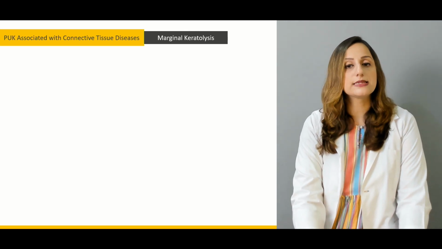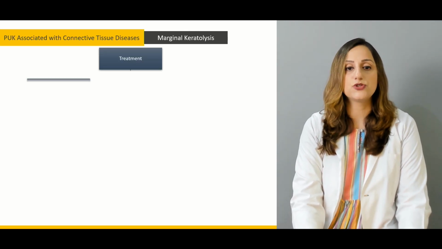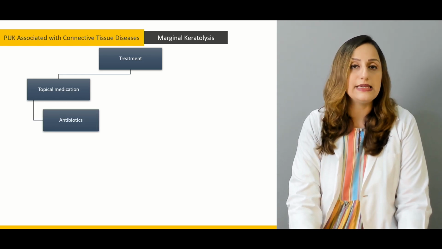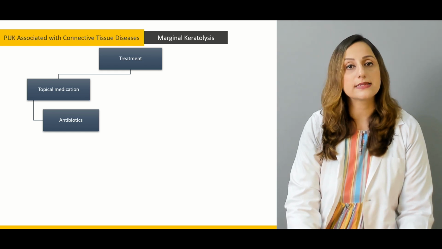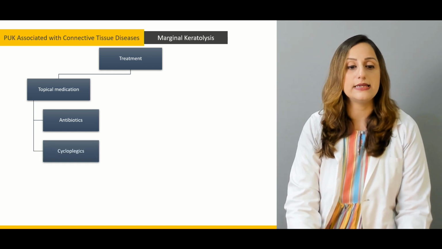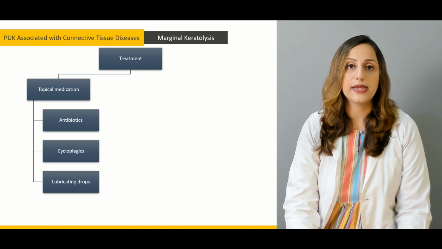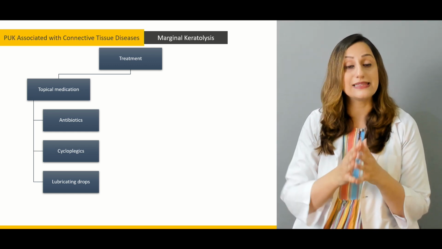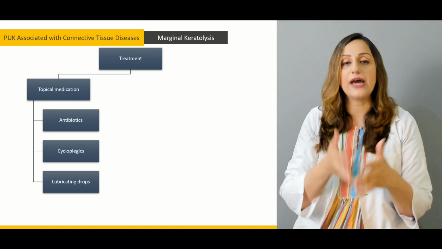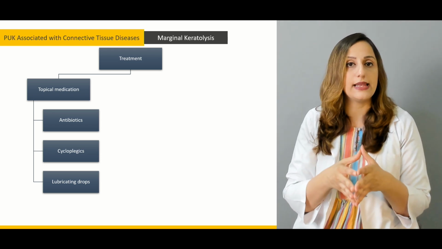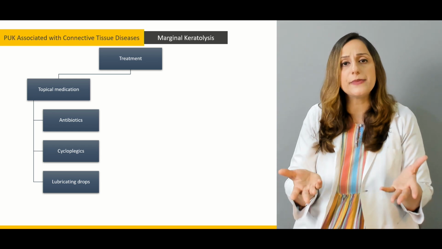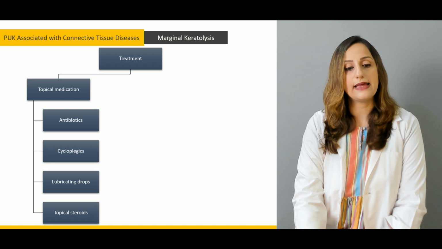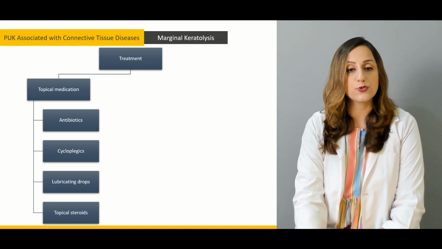One of the variants is the marginal keratolysis. The treatment over here would be the topical medications, of course, that would obviously encompass the prophylactic antibiotics, the cycloplegics, and the lubricating drops. So you have to observe the fact that this is the conventional treatment. We have antibiotics, cycloplegics, as well as lubrications. This is a treatment that is generalized in cases of ulcerations. And then we have the topical steroids as well over here.